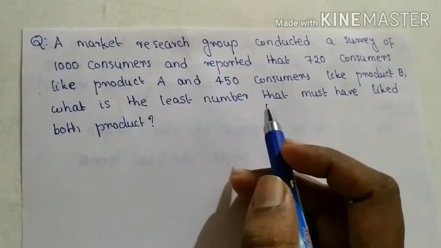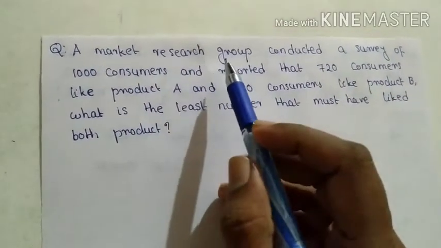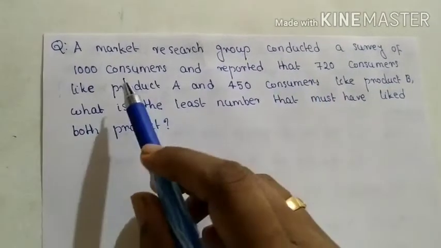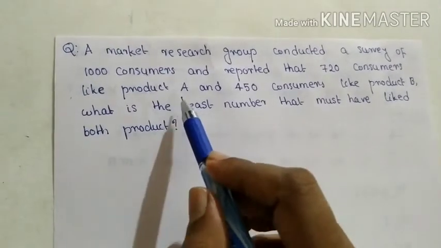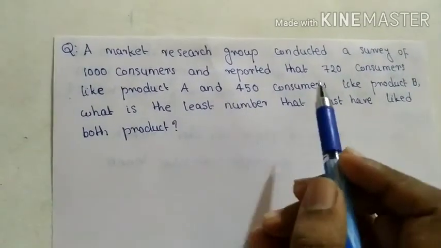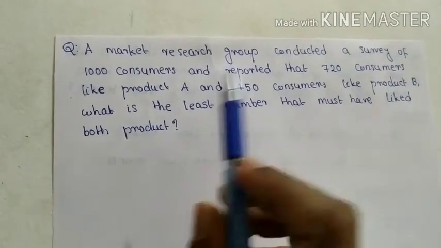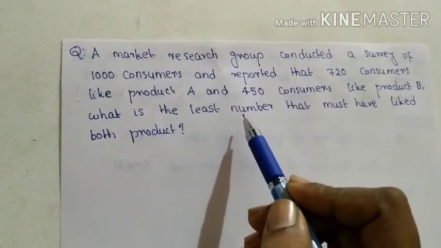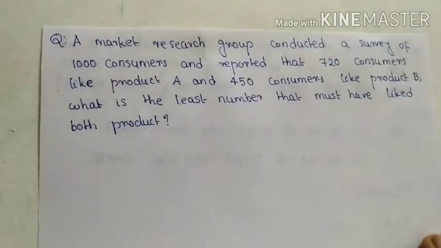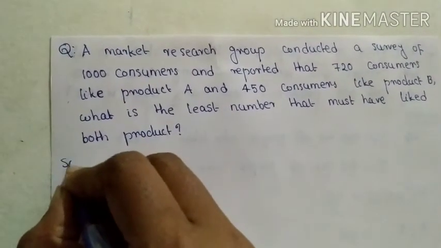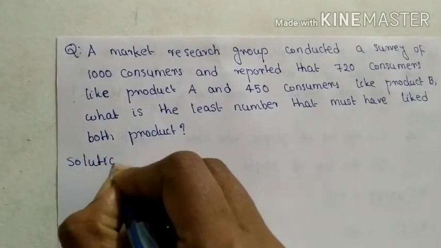This is our next question. A market research group conducted a survey of 1000 consumers and reported that 720 consumers like product A and 450 consumers like product B. What is the least number that must have liked both products? Okay, so let's start the solution of this question.